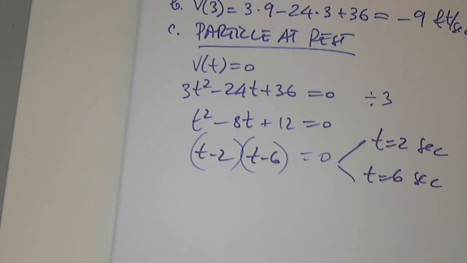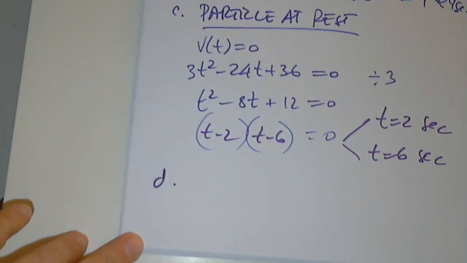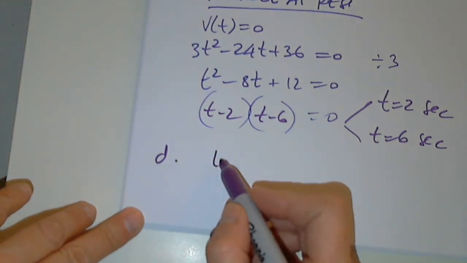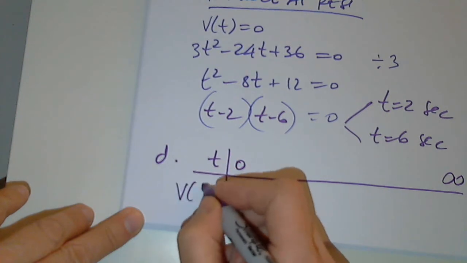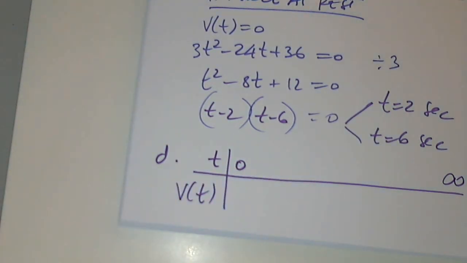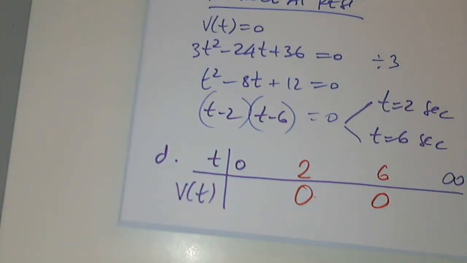Part D. When is the particle moving in the positive direction? So we're going to do this. We are told that time is greater than or equal to 0. Yes, it cannot be infinity, but you know what I mean. I am going to put the 2 and 6 in there because I know the velocity is 0 at those points. Here is the velocity function.